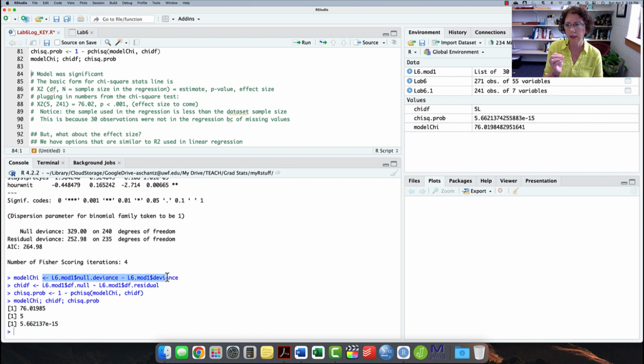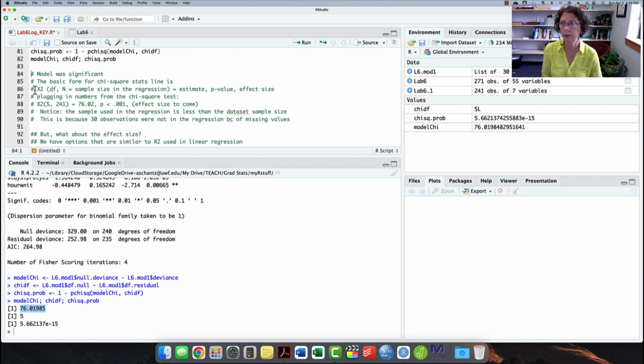That's how we ran it, comparing the null deviance and the model with all the predictors, the mod 1 deviance. And is there a significant difference in the deviance between those two models? The significant chi-square says yes, there is a significant difference between the deviance levels of those two models. So that's saying that our new model with the predictors in it is a good model. It's better than not having those predictors in.